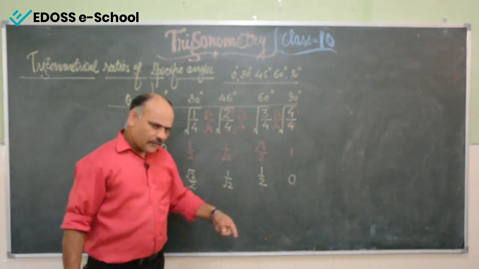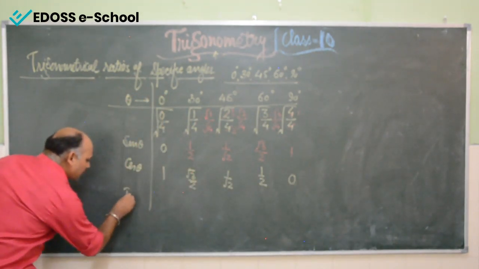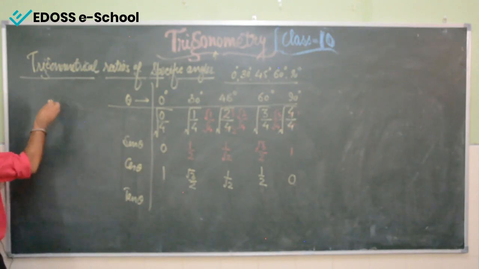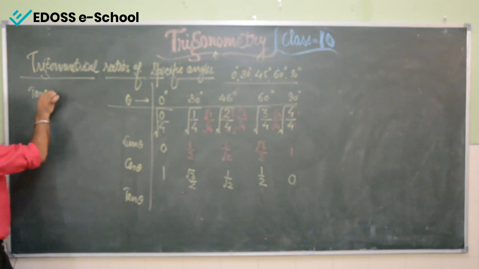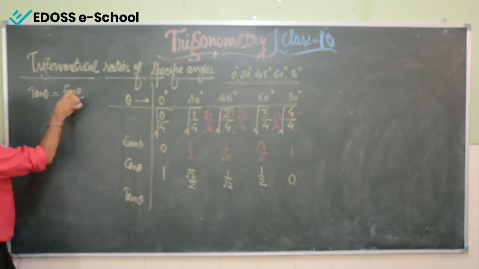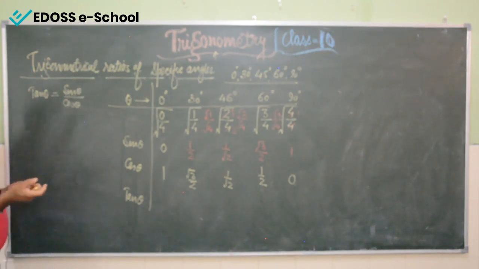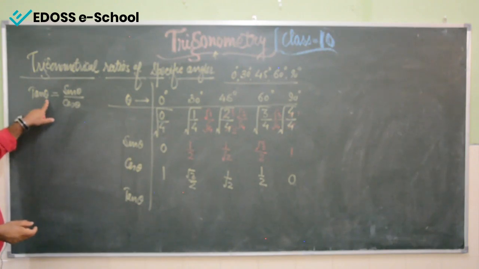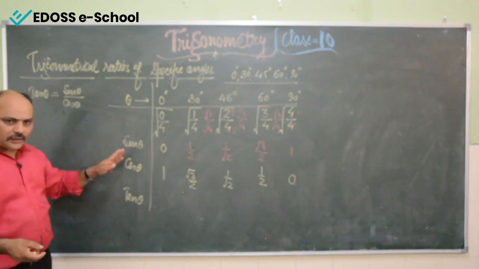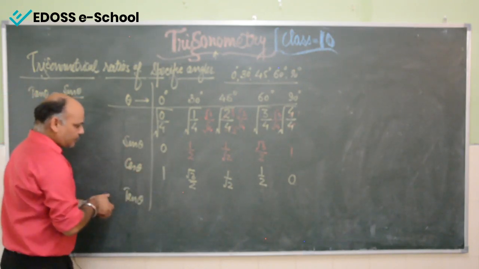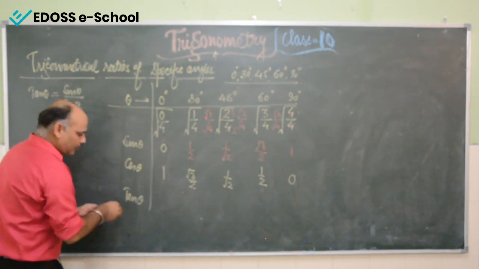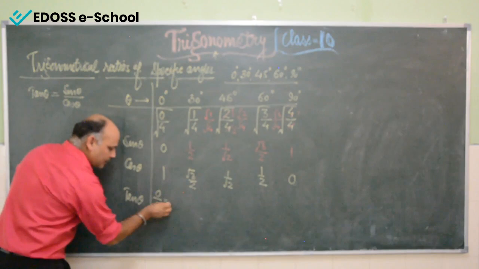And cos 90 is equal to 0. Now the last term is tan theta. The trigonometrical identity says that tan theta can be written as sin theta over cos theta. If I am talking about sin theta upon cos theta, this is sin theta and this is cos theta. You have to divide, starting with 0 upon 1.